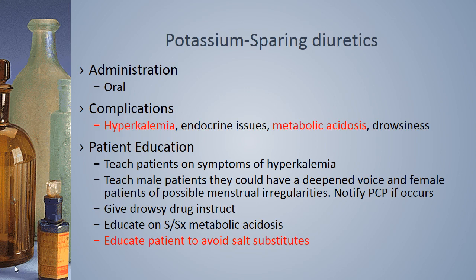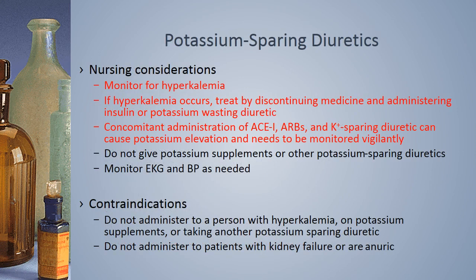You want to teach your male patients that they could possibly get a deepened voice, and your female patients could have possible menstrual irregularities, and if something like that were to happen, they need to alert their provider. And you want to give them drowsy drug instructions, such as do not operate any heavy machinery until you know the effects of this medicine. Your considerations: monitor for hyperkalemia. And if hyperkalemia occurs, you're going to treat it by discontinuing your medicine and administering insulin or a potassium-wasting diuretic.